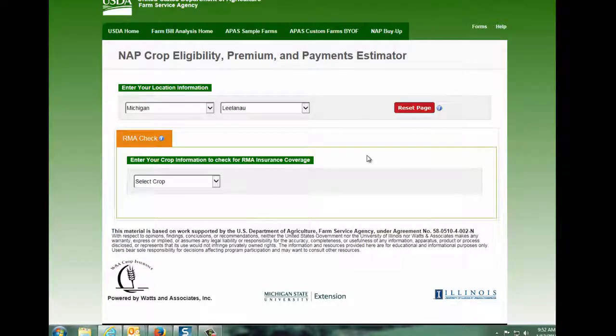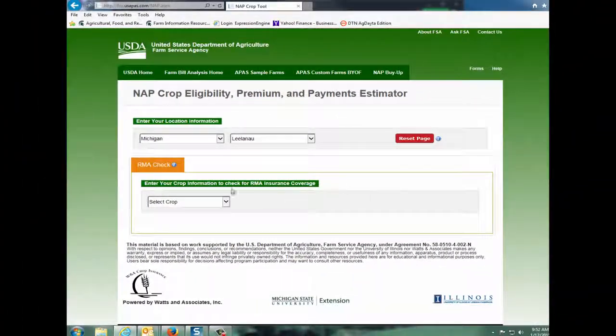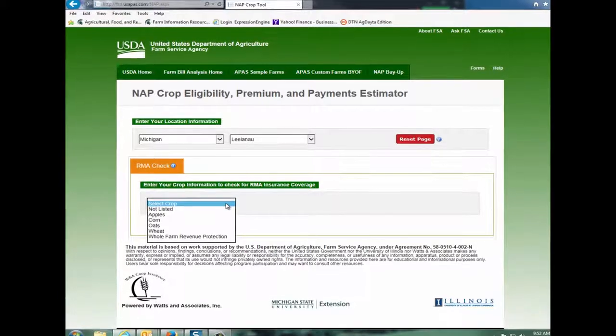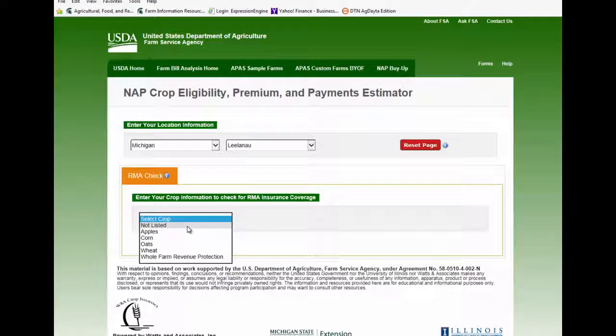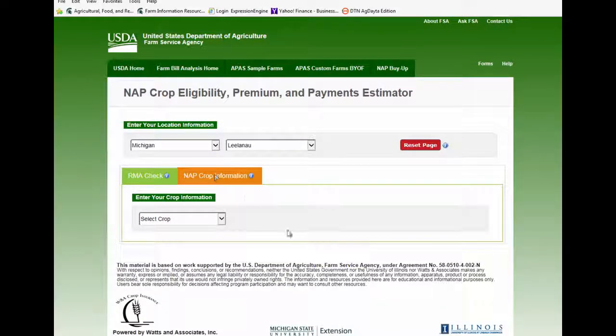First thing we need to do is what they call an RMA check. Is the crop you're thinking about covered in the Risk Management Agency, or do you need to use the NAP program? So we go down to Select Crop and click on it. And we want to do, say, tart cherries. That's not on the list, so you click Not Listed. If it's not listed, this lets you know that you need to use the NAP crop information versus going through the RMA. So we'll click on NAP crop information.